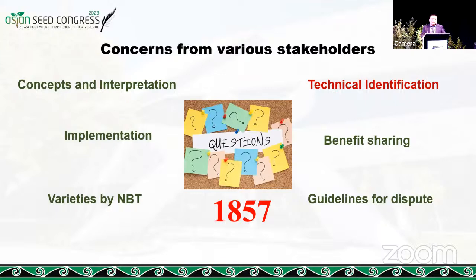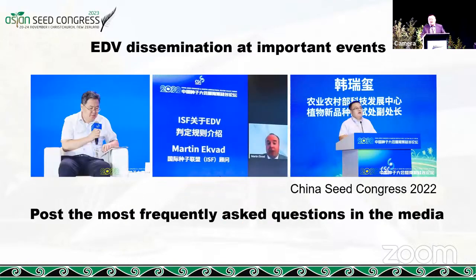So after that, we have taken some measures. The first one is EDV dissemination. Last year during the China State Congress, we invited some experts to give presentations to explain the concept of the EDV, and also Martin introduced the ISF rules on the matter of EDV. And we also posted the 10 frequently asked questions on social media.